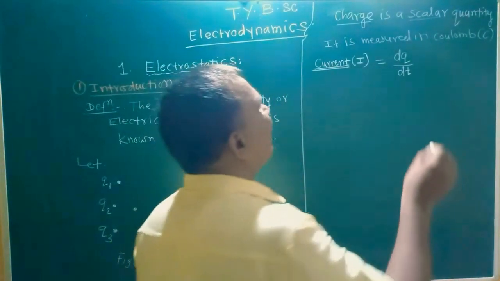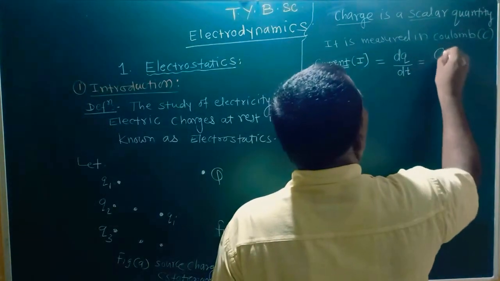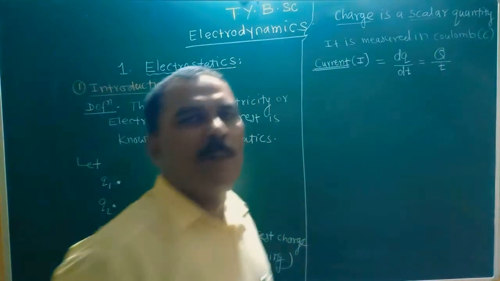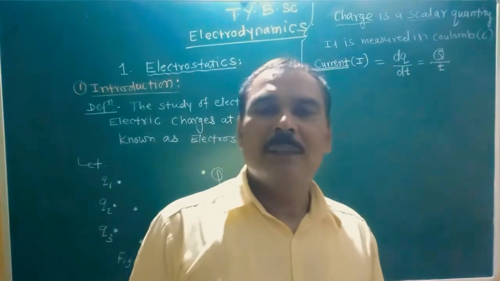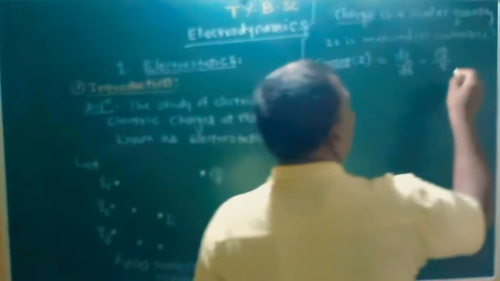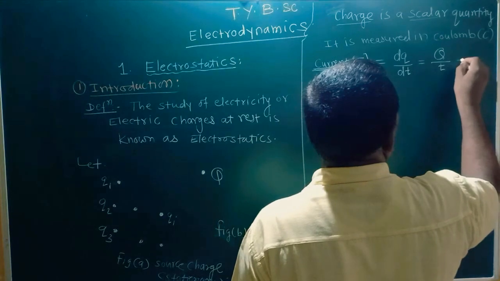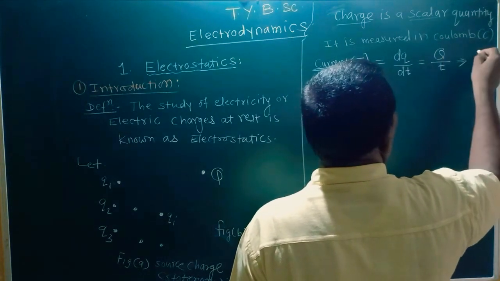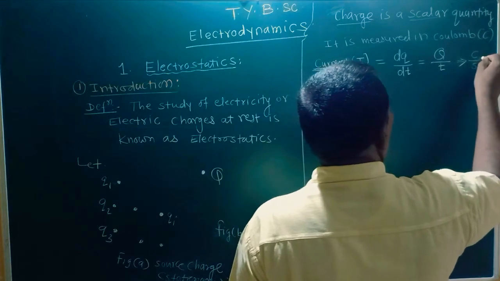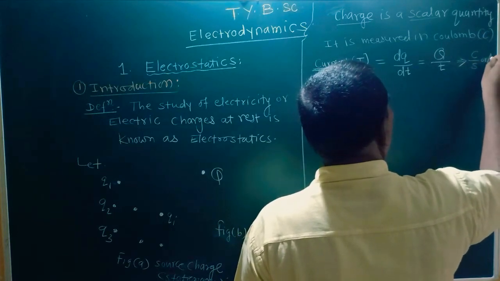Or simply, we can say Q upon t. That is the rate of flow of charge, which is called electric current. Current is measured in, its SI unit is, charge is measured in coulomb, time is measured in second, so it is measured in ampere.